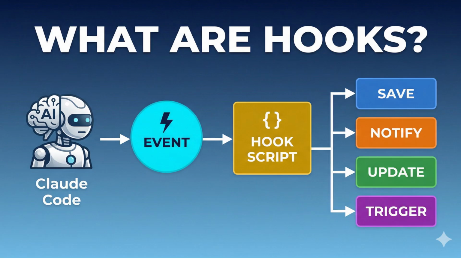A hook is a shell script that runs automatically when specific events occur in Claude Code. There are hooks for session start, session end, before context compaction, after tool execution, and more. Each hook receives context about what's happening, like which files changed, what task is running, or how much context remains. Then your hook can do whatever you want. Save state, update files, send notifications, trigger workflows.